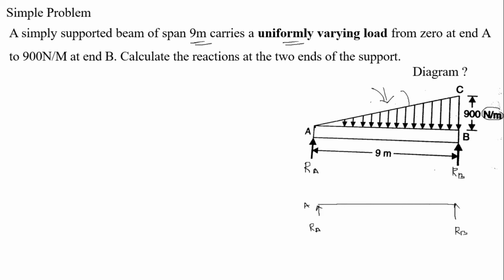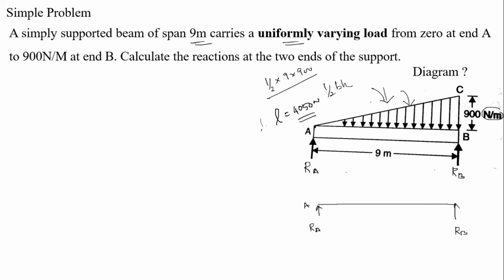Now we have to calculate this. For uniformly varying load, what is the formula? Half of base into height, right? So 9 into 900 divided by 2, which is equal to the concentrated load, which is equal to 4050 Newton, right? 4050 Newton. Clear?